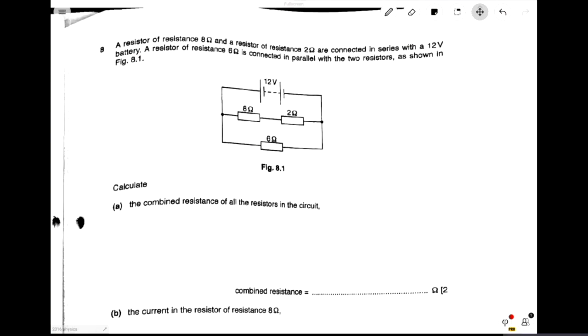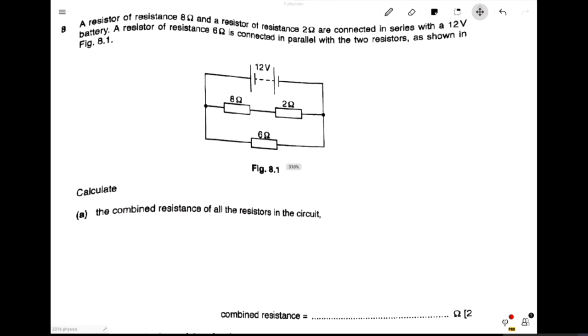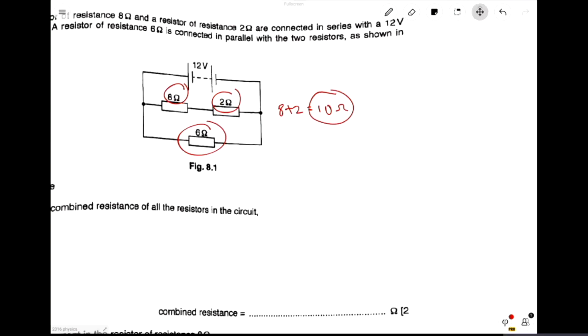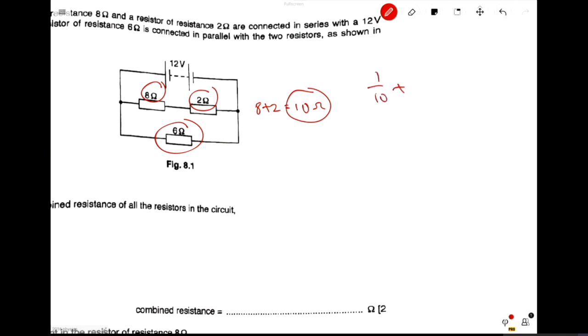Okay, this is my favorite. Electricity. The combined resistance of all the resistors in the circuit. You see, we have trained how many years for this? 3 years, right? Okay, so between the first guy and second guy, is it series or parallel? Series. So you add them, right? So 8 plus 2 equals 10. Then between this one and 10, it's parallel.